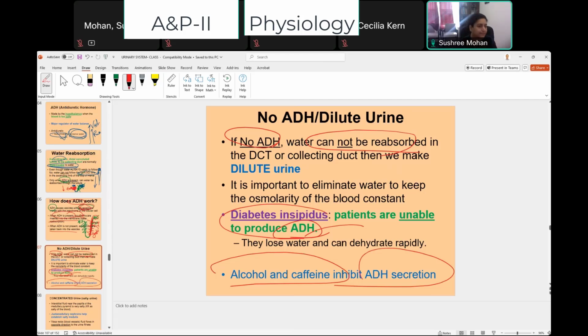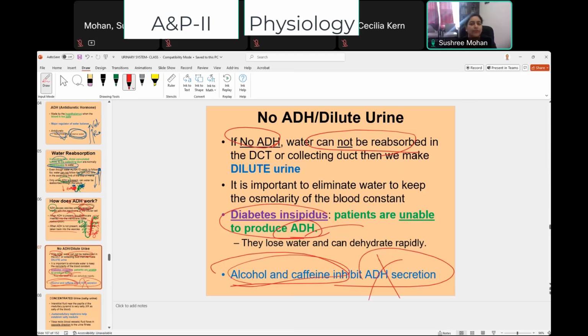So alcohol and caffeine inhibit ADH secretion. When people take coffee, caffeine, or alcohol, those are ADH inhibitors. They will suppress ADH secretion. So no ADH means no aquaporins. Water will not be reabsorbed. These people who take alcohol and caffeine are going to go to the toilet, restroom more frequently, and they're going to pee a lot and produce a lot of urine because water was not reabsorbed.